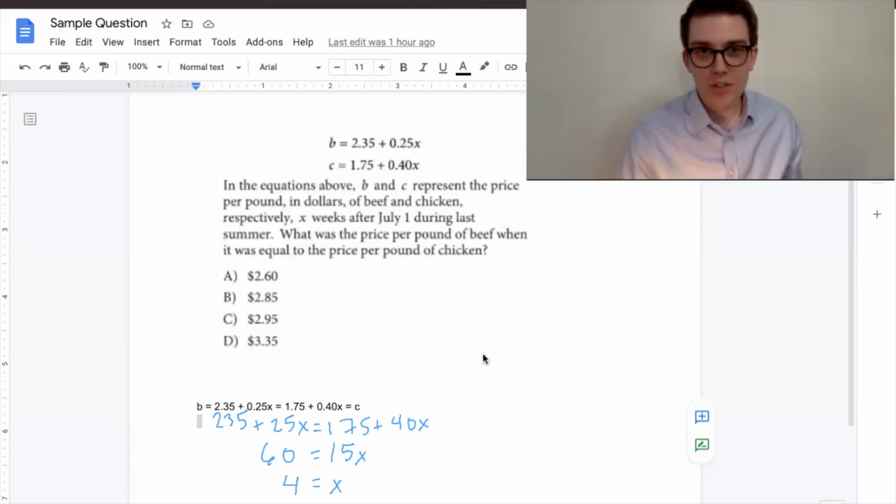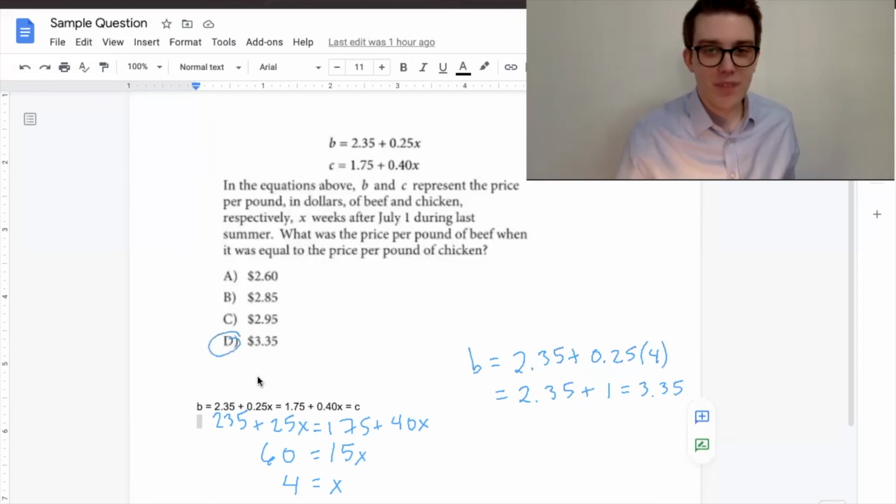To solve that, we're just going to plug in X equals 4 to our equation for B, which will give us 2.35 plus 0.25 times 4. A quarter of 4 is just 1. So that means that B is going to equal 2.35 plus 1, which gives us $3.35, which means that the answer is D.